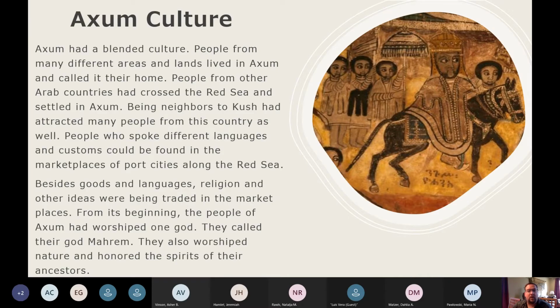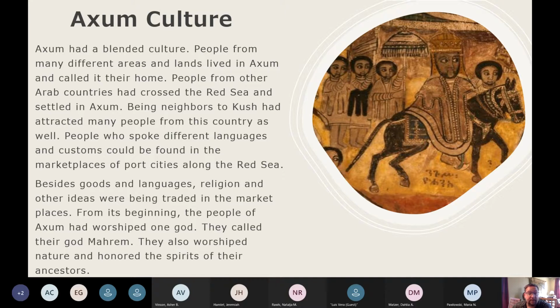So what was the culture like in Axum? Well, it had a blended culture. People from many different areas and lands lived in Axum and called it their home. People from Arab countries had crossed the Red Sea and settled in Axum. Being neighbors to the Kush had attracted many people from this country as well. People who spoke different languages and customs could be found in the marketplace of the port cities along the Red Sea. Besides goods and languages, religion and other ideas were being traded in the marketplaces.